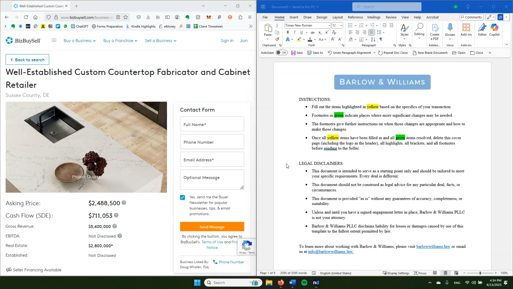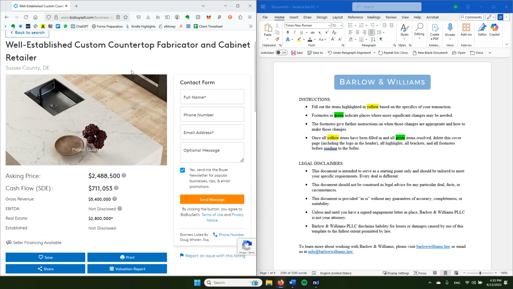So we're going to prepare an LOI for this listing. It's just a listing that I found, just looking on BizBuySell. Don't want to endorse any particular platform here, but they've got a lot of listings, so that's what I used. This is a custom countertop fabricator and cabinet retailer. So who knows what the balance between those two things is. Probably something that you'd want to look at in diligence, actually.